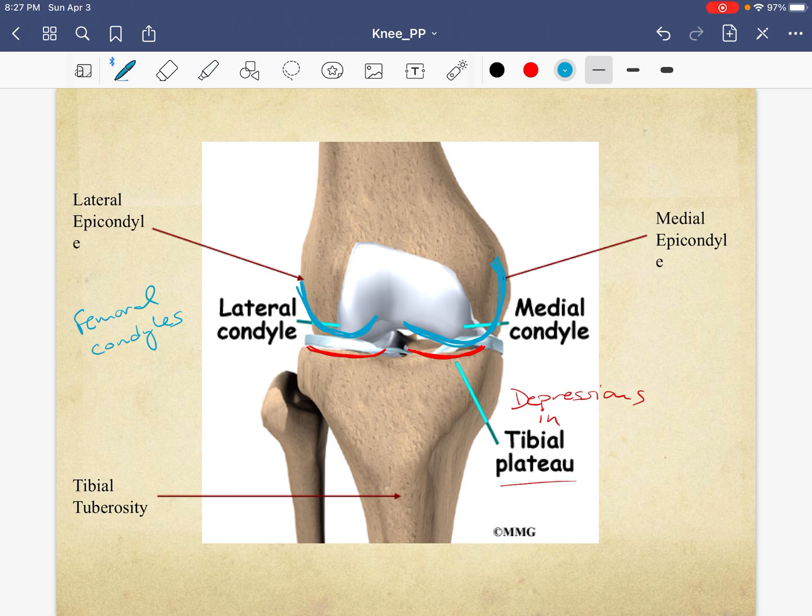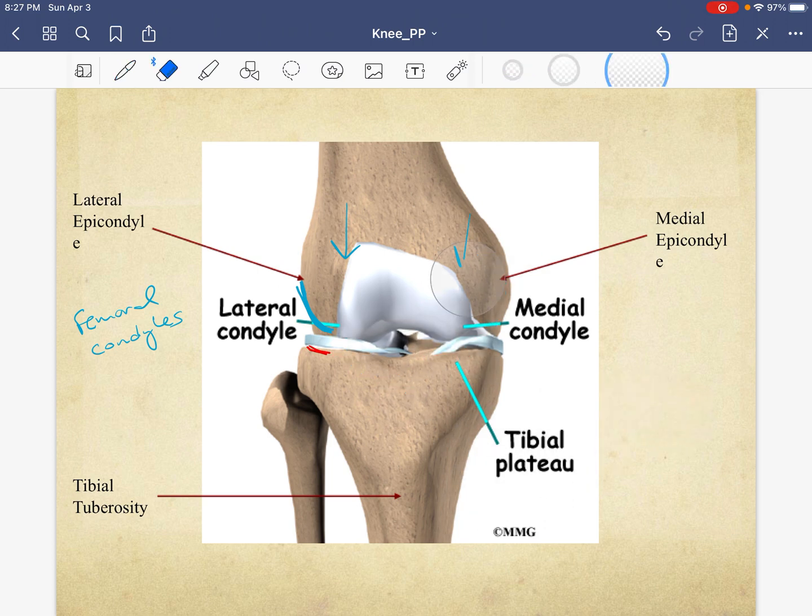All right. Now, if you wanted to get specific, we're not going to get that specific. But if you wanted to, it's actually two side-by-side joints, because in the middle, there's no articulation between the femur and the tibia. So if you wanted to be really specific, you would say it's two side-by-side condyloid joints.